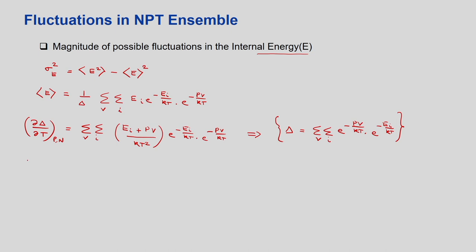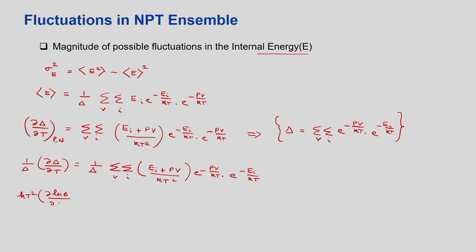Now what I will do is, I will try to make it in terms of log terms, divided by the partition function. If you divide by the partition function, you will get E_i plus PV by kT square, e to the power of minus PV by kT, then e to the power of minus E_i by kT. You get this. Or what you can do, you multiply by kT square on both sides. So if you multiply by kT square, I will write here in terms of delta ln of the partition function by delta T. Again I will write here kT square by delta V, E_i plus PV into kT square, e to the power of minus PV by kT into e to the power of minus E_i by kT.